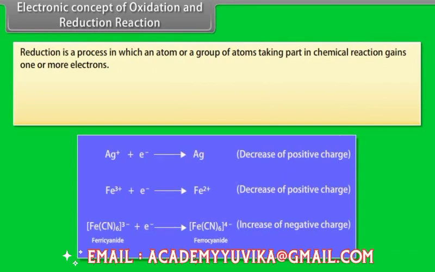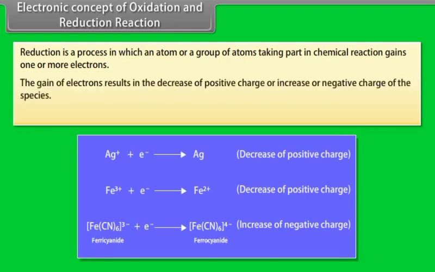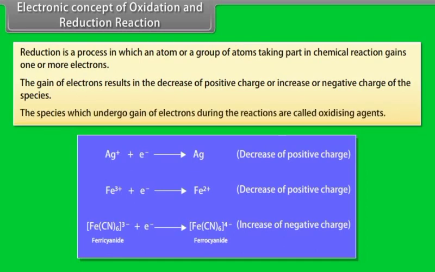Reduction is a process in which an atom or a group of atoms taking part in a chemical reaction gains one or more electrons. The gain of electrons results in the decrease of positive charge or increase of negative charge of the species. The species which undergo gain of electrons during the reactions are called oxidizing agents. Ag+, Fe3+ and Fe(CN)6 3− are oxidizing agents in these examples.